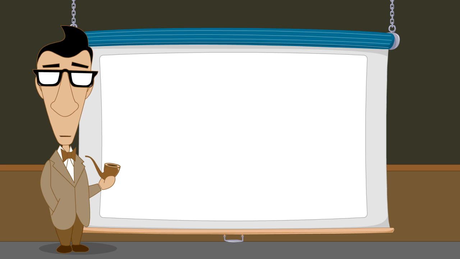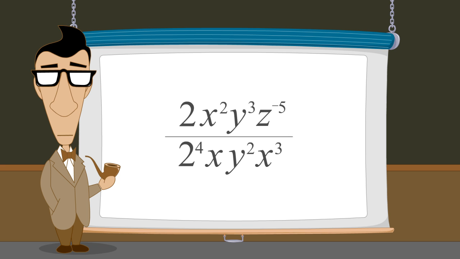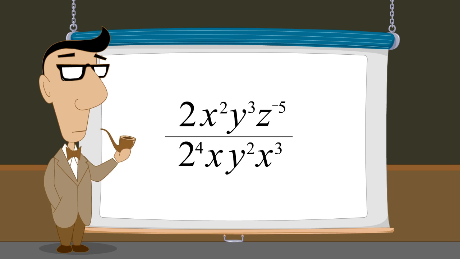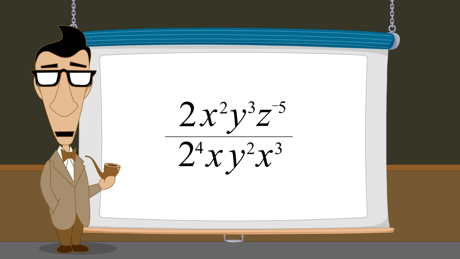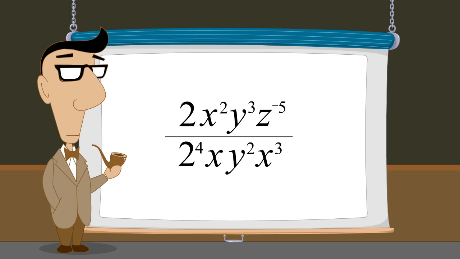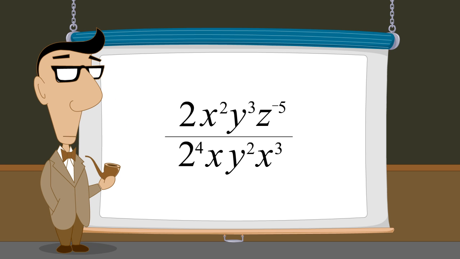In this lecture, we will use these rules to simplify expressions containing a variety of exponential terms with different bases which are multiplied and divided. Our goal will be to write these expressions in their simplest possible form. We will do this by combining all terms which have the same base.